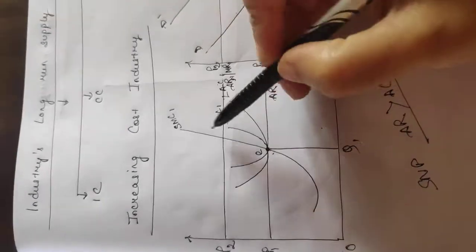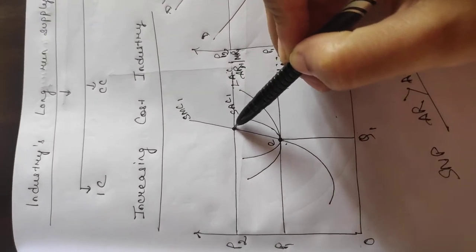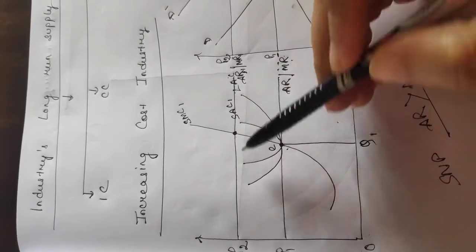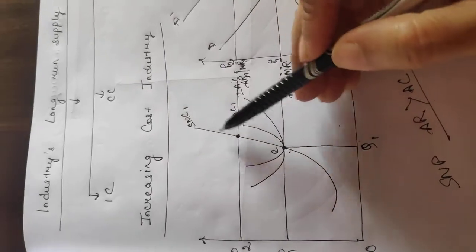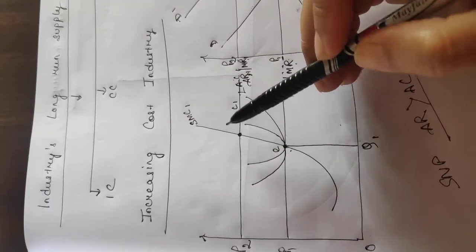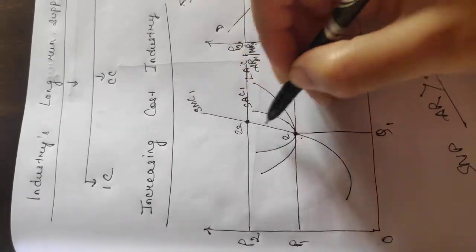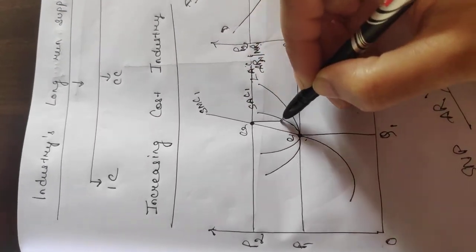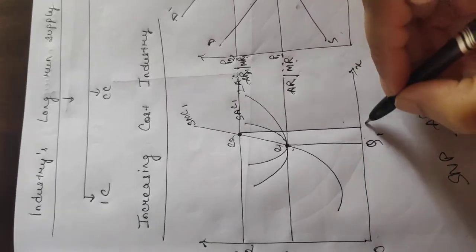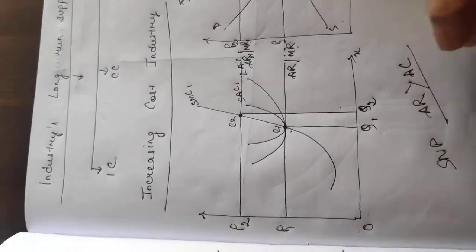Okay, so this is your new equilibrium point, because at this equilibrium point your MR curve and MC curve are equal and your MC is cutting your MR from below. So this is your equilibrium point E2. At this particular equilibrium point your quantity is Q2.